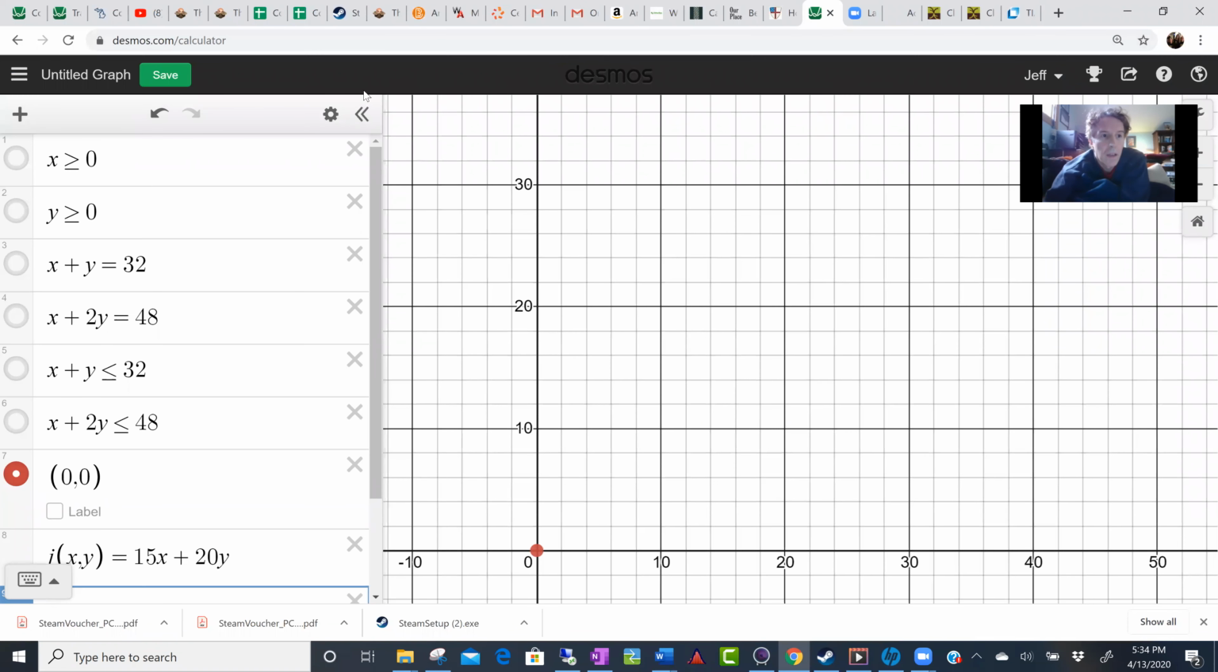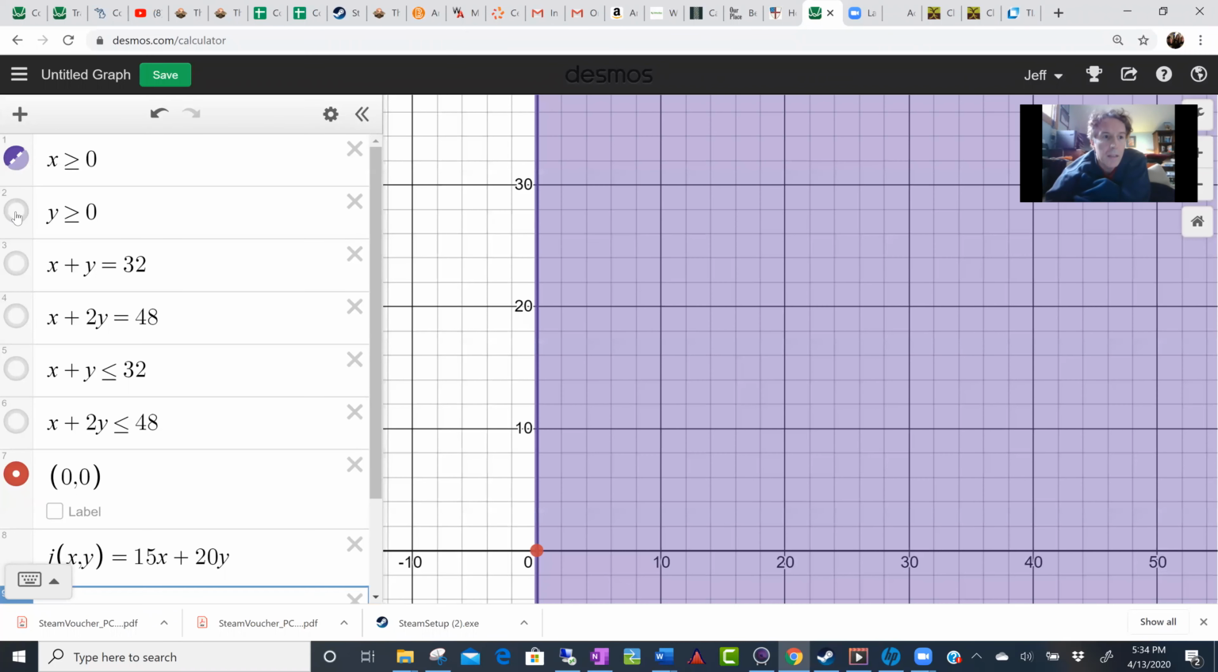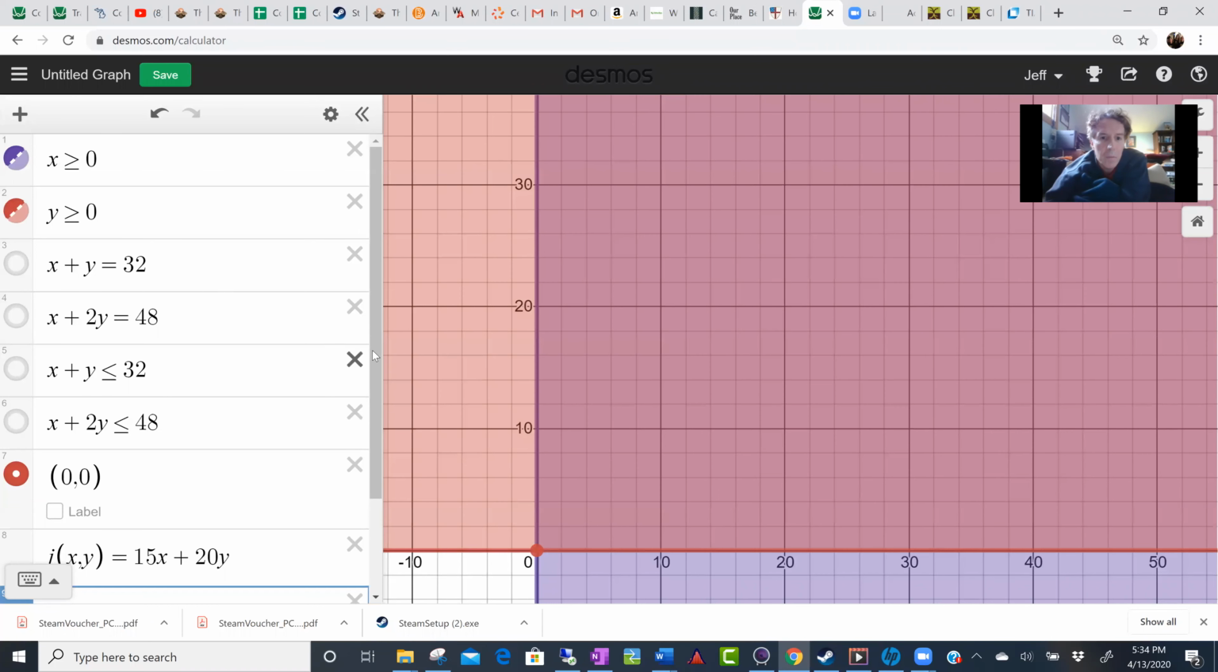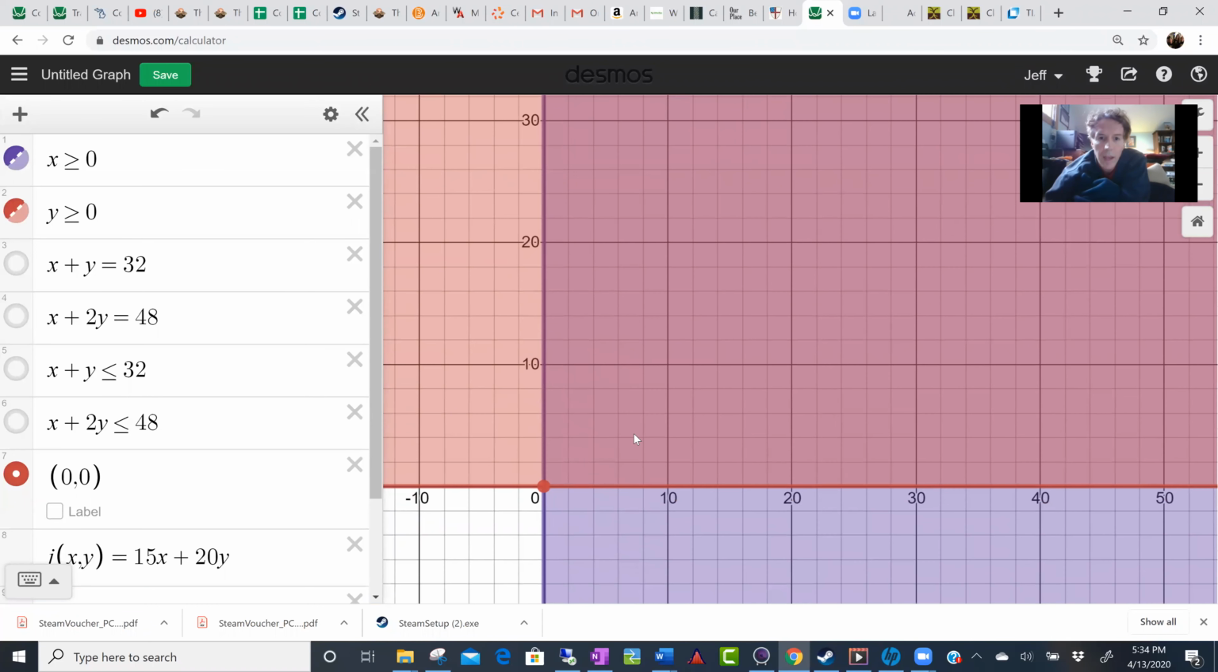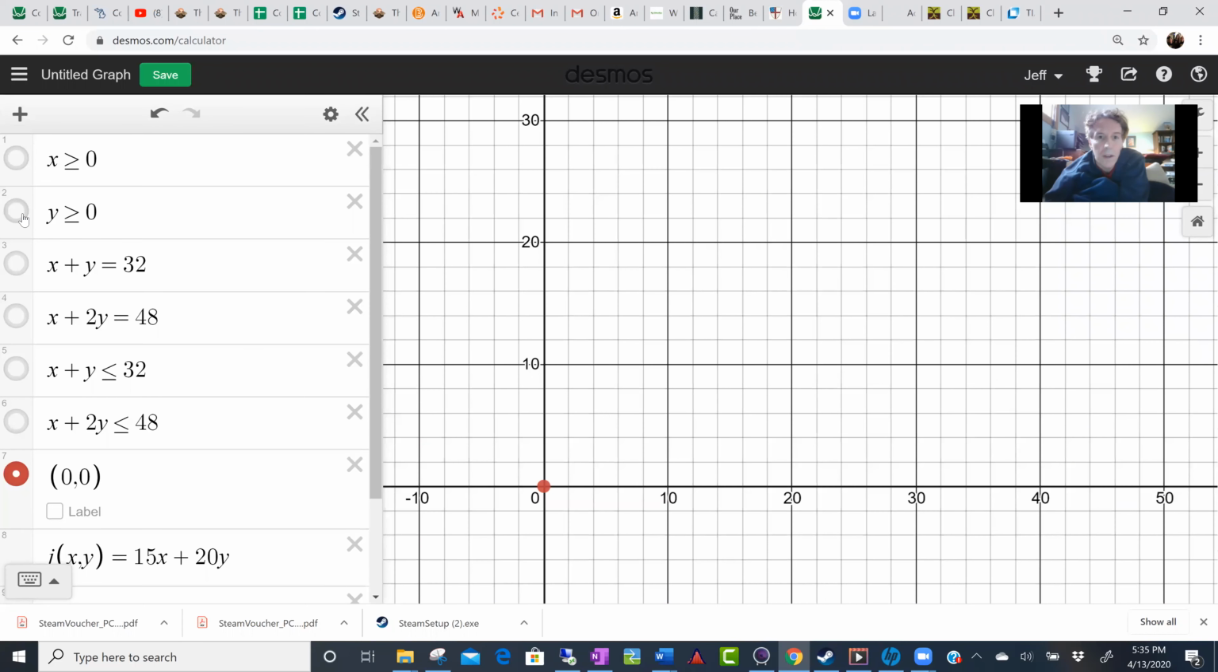There we go. So the first thing you'll notice is we have two inequalities that are sometimes called the natural constraints. That is, x is greater than or equal to 0 and y is greater than or equal to 0. So let me highlight both of those. And what you'll see is those inequalities overlap in the first quadrant. You can tell that because that's where things are shaded kind of a purplish pink as opposed to either one of those two colors by themselves. So what I suggest we do is just keep track of the fact that our answer is going to be in the first quadrant and not really shade those directly. So let me shut those off.